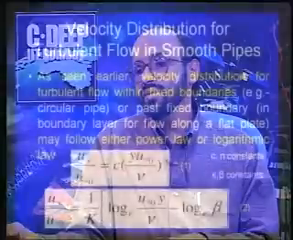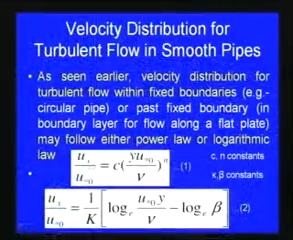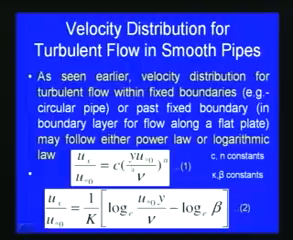With respect to the power law, we have seen earlier that generally we can use this kind of expression: the velocity at any location u_x by u star naught is equal to c into (y u star naught by nu) to the power n. So, this is the power law. Here c and n are constants, u star naught is the shear velocity and nu is the kinematic viscosity. If c and n are known, then we can determine the velocity at any height.